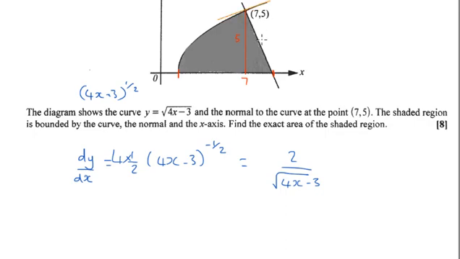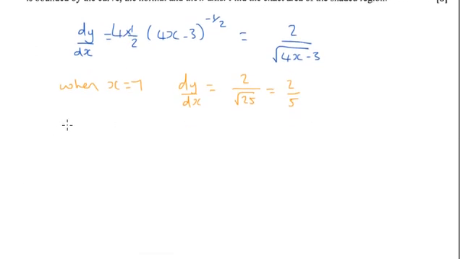The gradient of the tangent line. So when x is 7, the gradient of the tangent line is going to be 2 over the square root of 25. So that's 2/5. That's the gradient of the tangent line. We want the gradient of the normal, so we want the negative reciprocal of that. So gradient of normal is minus 5 over 2.